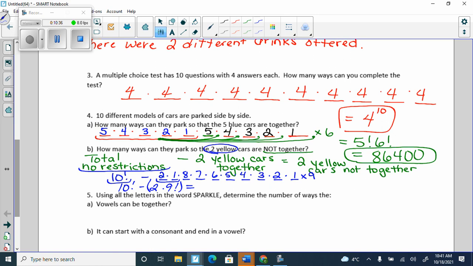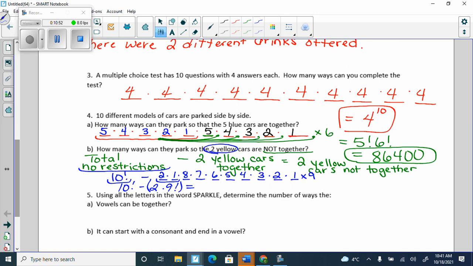We did this last week where I said, what's the fastest way to figure out how many people are in this class or in this school but not in this class? The fastest way would be to take all the total people in the school and subtract off people in this class, and what's left over are the people not in this class.